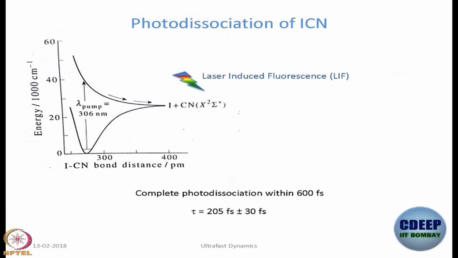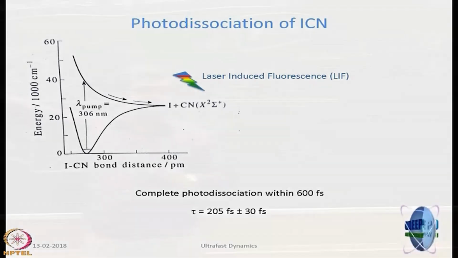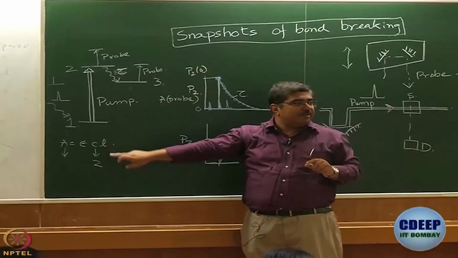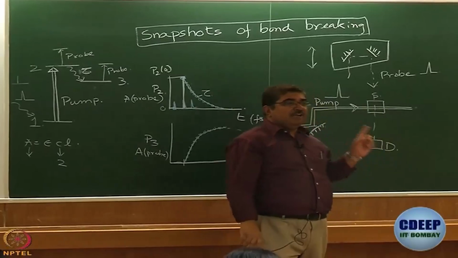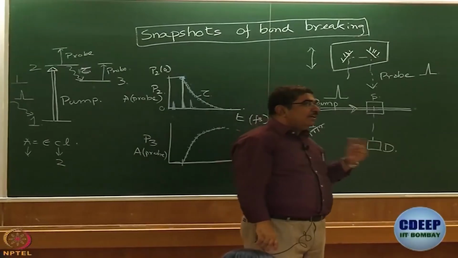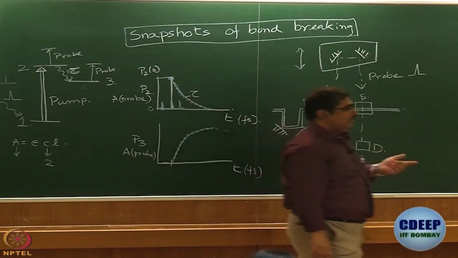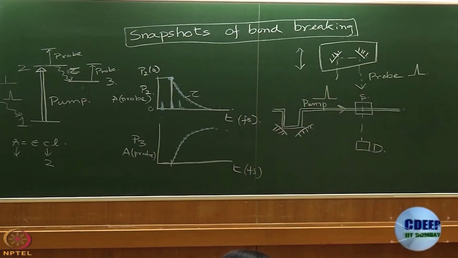Now, in this experiment, there is a small modification from what we had discussed here. Here we had talked about absorbance, right? In Ahmed Zuhail's experiment on ICN, he did not monitor absorbance. Rather, he had monitored fluorescence. This is how the experiment was.